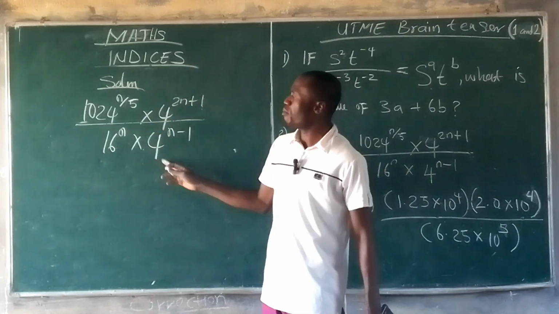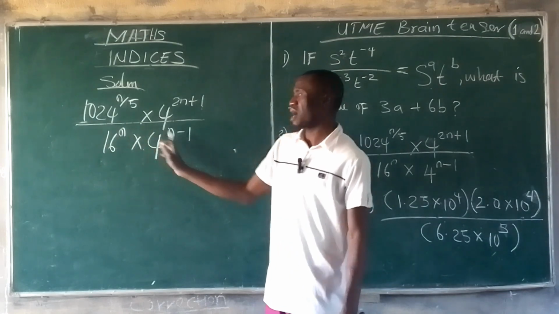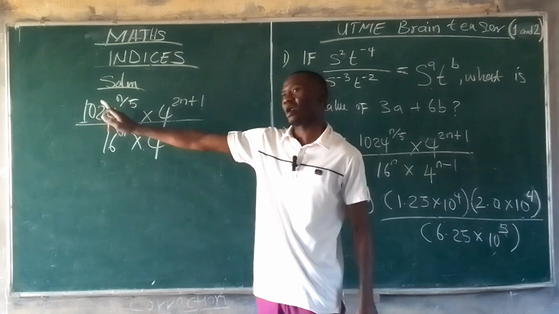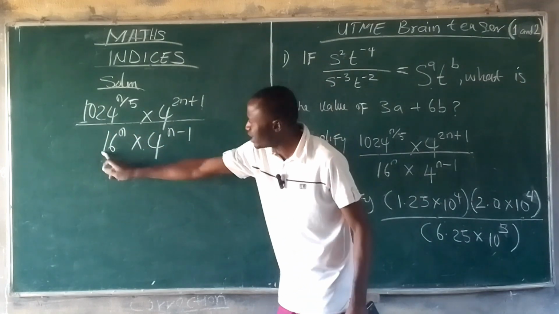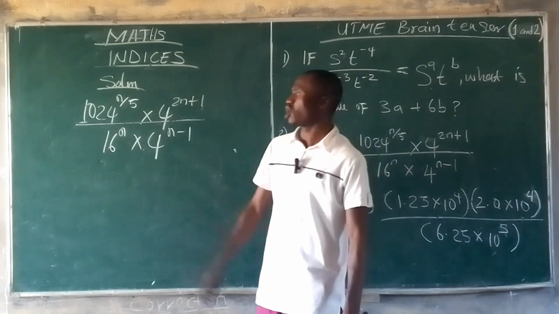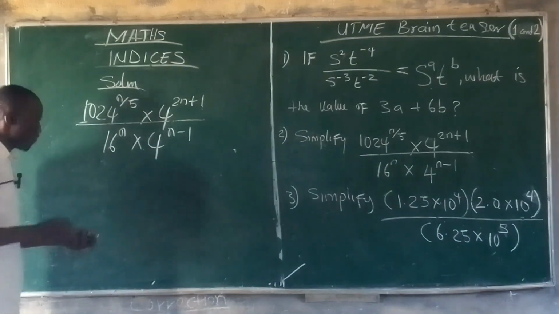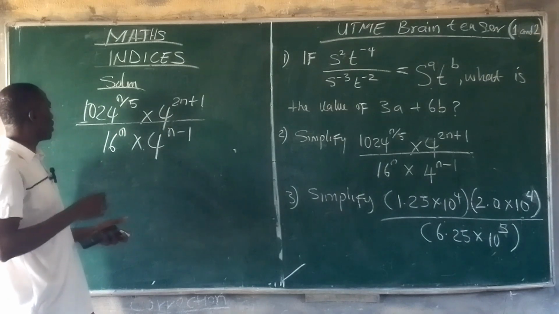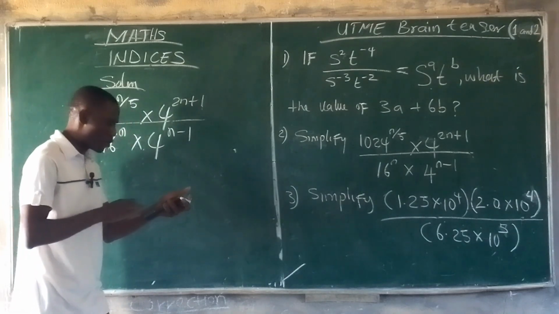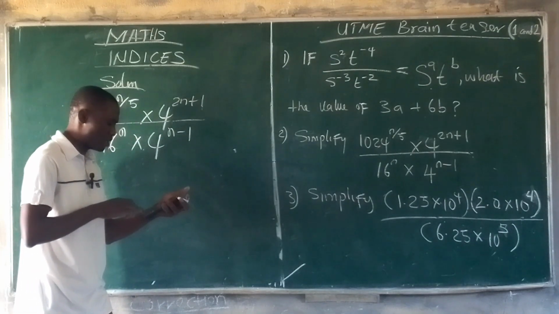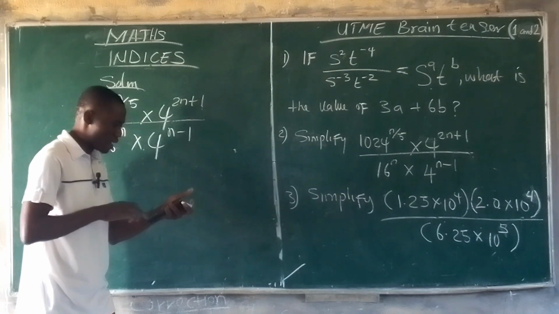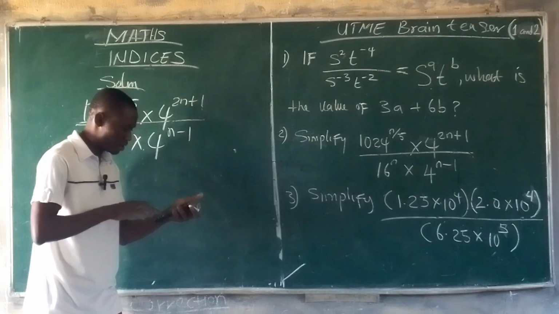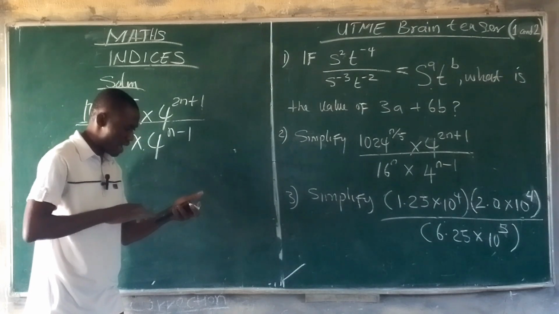I have base 4, base 4. These numbers can become base 4, but the others can never become the same base. So what I'm going to do is find 4 to the power of what gives me 1024. Let me try 4 to the power of 4. That gives me 256. Let me try 4 to the power of 5.